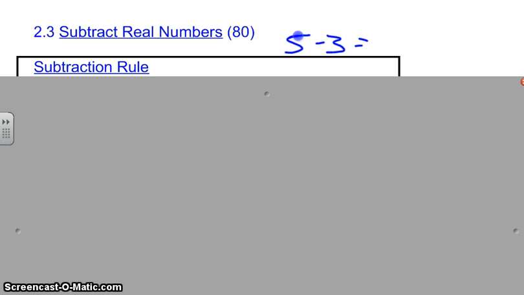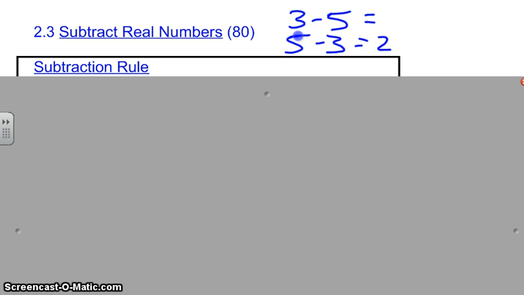Okay, but let's make this more interesting. This would equal 2, you're right. How about if we did this? Let's switch these numbers. 3 minus 5. And you probably know already, and you have really good number sense. You're thinking of how it would look on a number line and how you would travel, which is really good. But what is our little rule that we would use in this case?